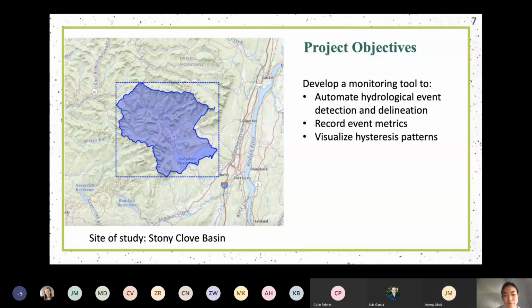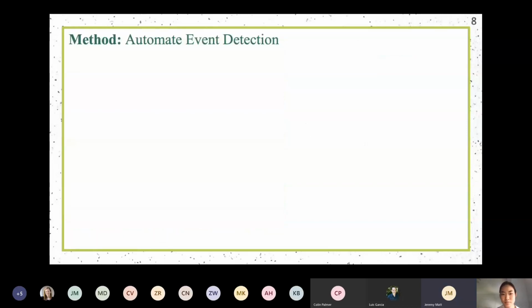The site of my study is the Stony Cliff Basin, which is located in the Catskill watershed. I chose this tributary in particular because they have seen a lot of turbidity issues, and there have been quite a few mitigation projects here as well. So the data is going to be very interesting to look at pre and post mitigation projects.